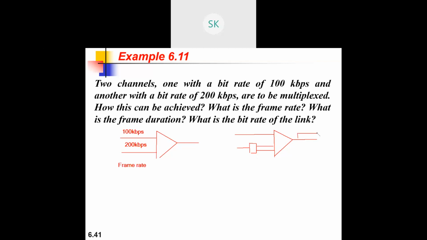So how can this be achieved? After multiplexing, how can it be achieved? That's what they have given. What is the frame rate if you want to transmit it? What is the frame duration? What is the bit rate of the link? So 3 questions have been asked from this.